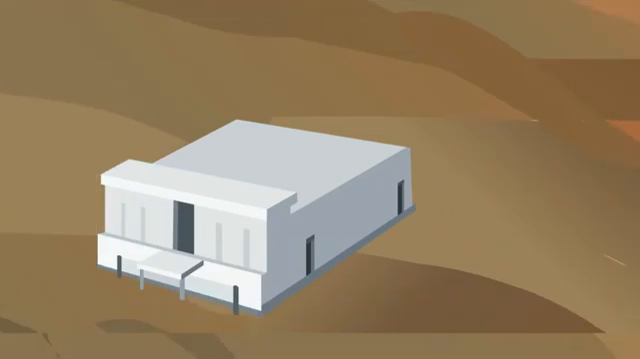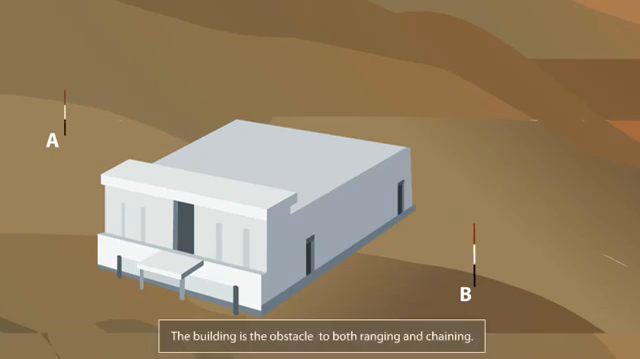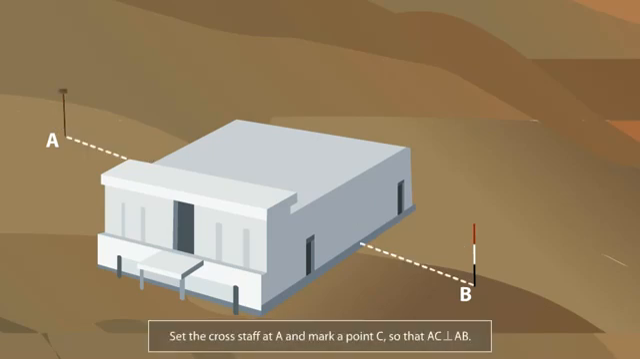Now let's say you have to find out the distance between 2 points A and B with a building between those points. Here, the building is the obstacle to both ranging and chaining. Note that the building is an upright structure, so it is impossible to set intermediate survey stations or run a chain along its surface. So, you can set the cross staff at A and mark a point C so that line AC is perpendicular to line AB.